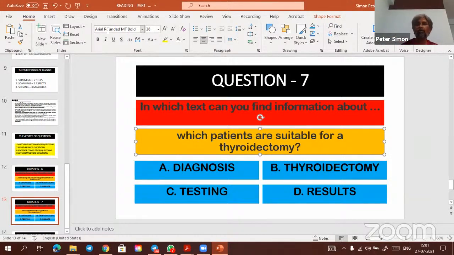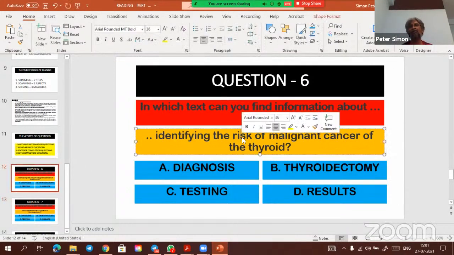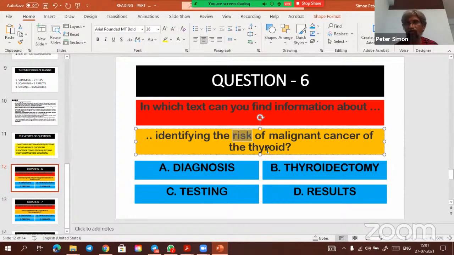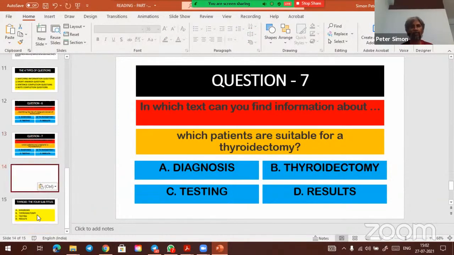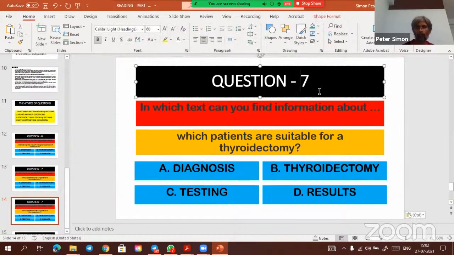Next. So here, suitable is the keyword. And here, risk is the keyword. Identifying the risk, risk is the keyword. Next one, or identification, indicator may be the keyword. Next, question number 8.